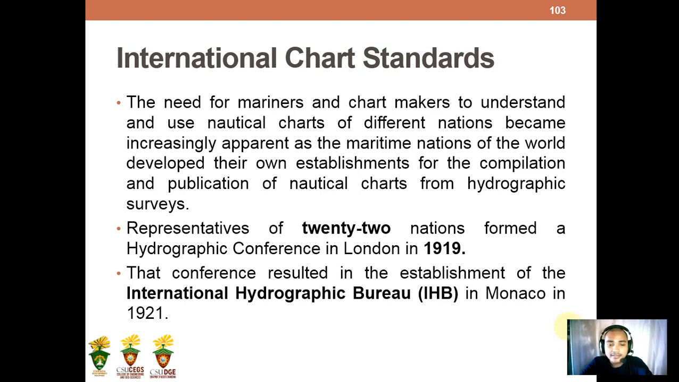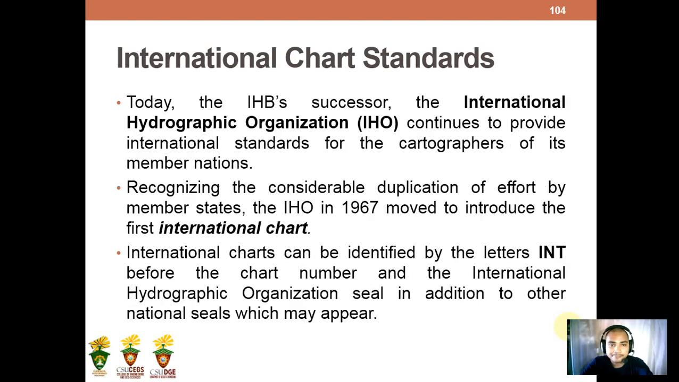So the conference in 1919 in London led to the establishment of the IHB in 1921. But today, the successor of the IHB is called the International Hydrographic Organization or the IHO, which continues to provide the international standards for the cartographers of its member nations. Every member nation contributes to the development of the IHO.